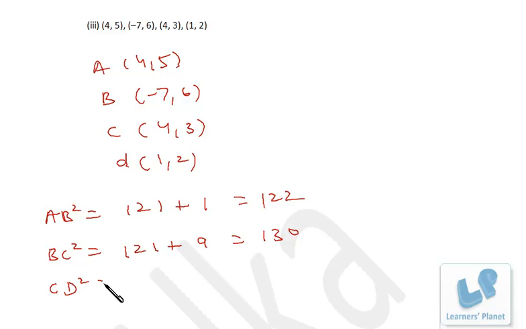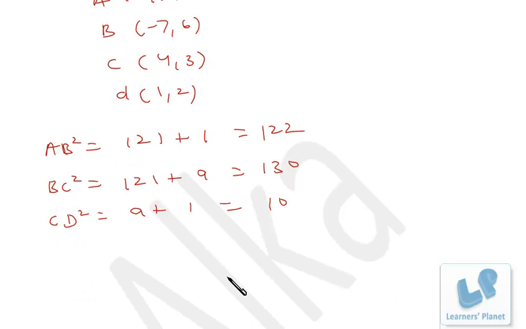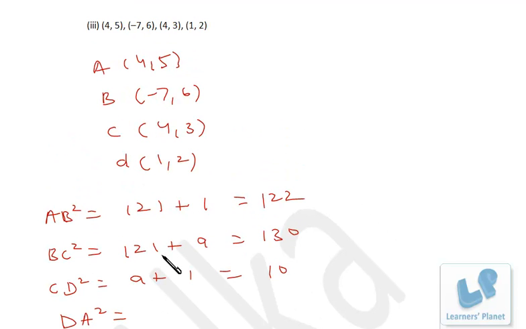Then CD square is equal to 4 minus 1, that's 9, plus 3 minus 2, that's 1, so that's 10. You can see AB, BC, CD, none of them are equal. Similarly we can calculate DA square also. So 4 minus 1, that is 3 square, 9, plus 9, so that's 18. So AB is not equal to BC, is not equal to CD, is not equal to DA, right? So once again, it is not a rectangle, parallelogram, rhombus or square. Okay.